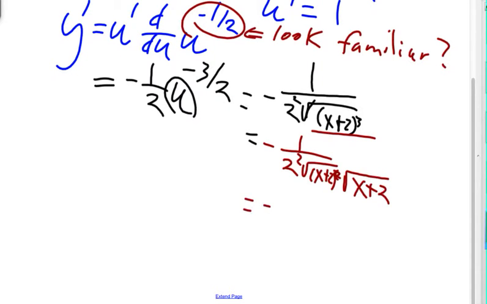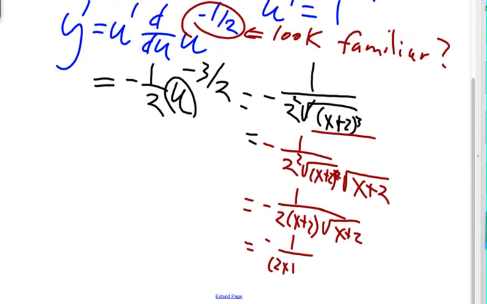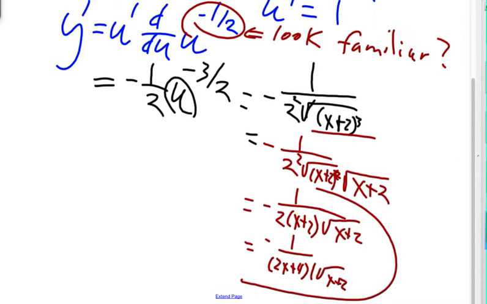So that gives me negative 1 over 2 times (x plus 2) times the square root of x plus 2, which will give me negative 1 over (2x plus 4) times the square root of x plus 2, and that's where you stop. And right there is the answer for this guy. And that's chain rule.